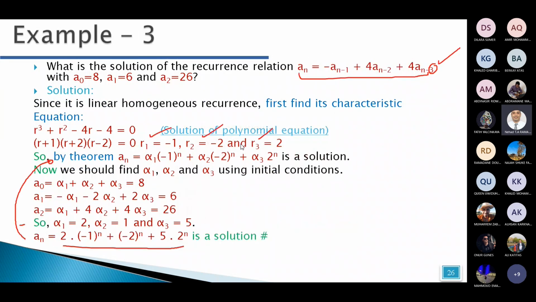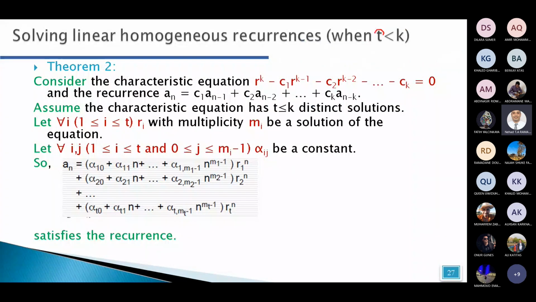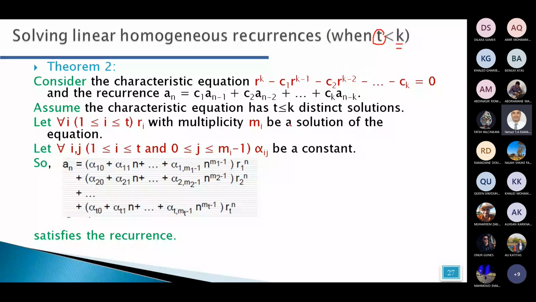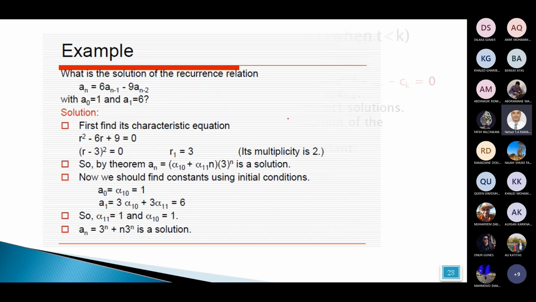The problem is when the number of terms in the characteristic equation solution is less than the degree of the polynomial. In this case, we cannot apply theorem 2. And this happens if we have equations like perfect square equations and so on, because we will have something called multiplicity in the characteristic equation. What's the multiplicity? I will give you examples here. Look at this equation.